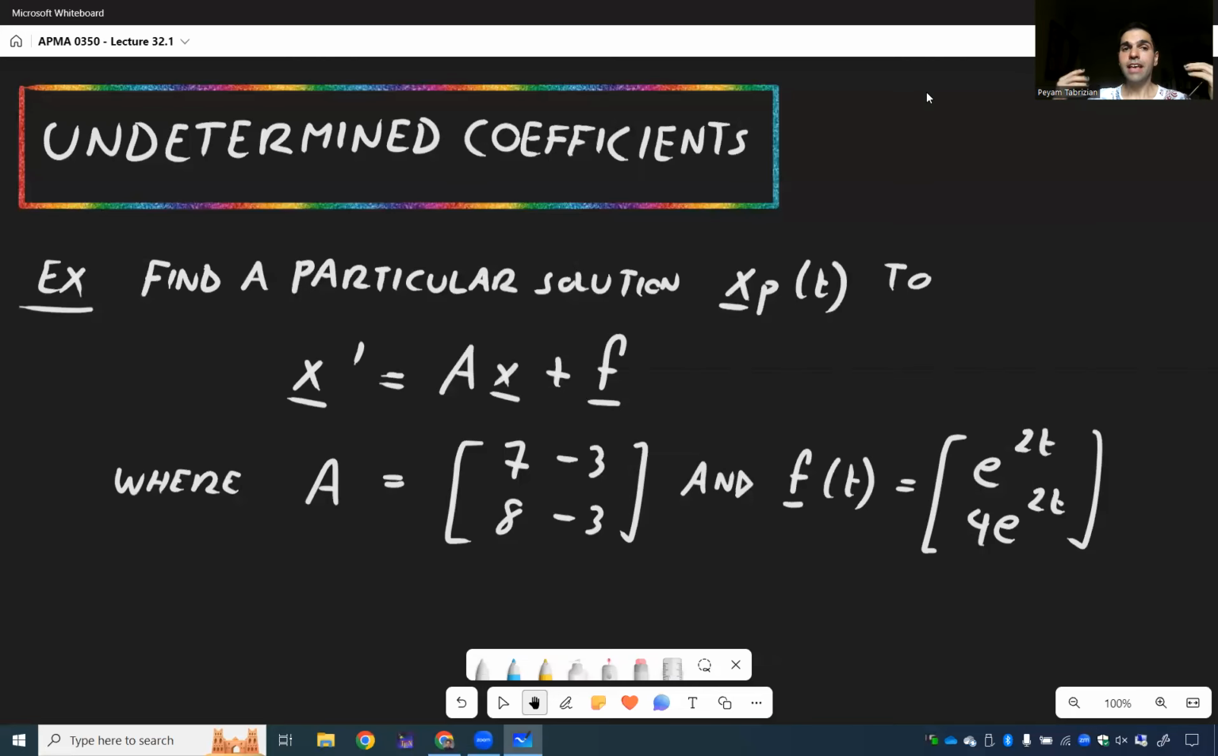The good news is everything we know about inhomogeneous equations also works for systems of equations. And so in particular, let's revisit the concept of undetermined coefficients, but this time for systems. So let's find a particular solution xp to x prime equals Ax plus f, where A is [7, -3; 8, -3], and the inhomogeneous term f is [e^(2t); 4e^(2t)].